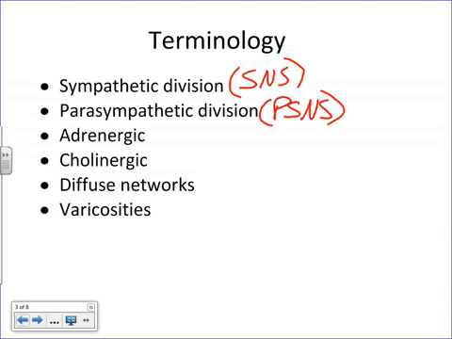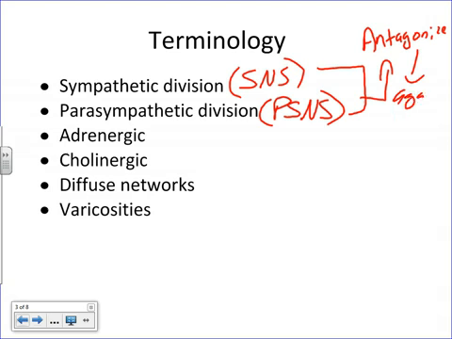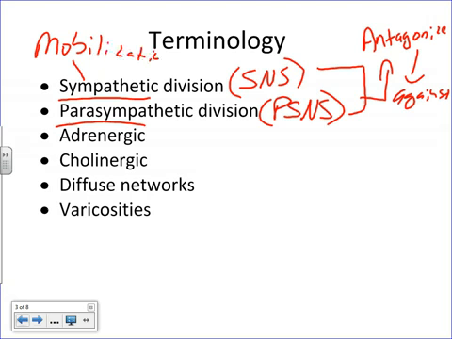Now, one thing you have to remember about these two divisions is that they antagonize one another, meaning they work opposite. They work against one another. So basically, one division will elicit one type of response, and the other will elicit the exact opposite type of response. The sympathetic nervous system is the mobilization part of the autonomic nervous system, and the parasympathetic is the recovery.